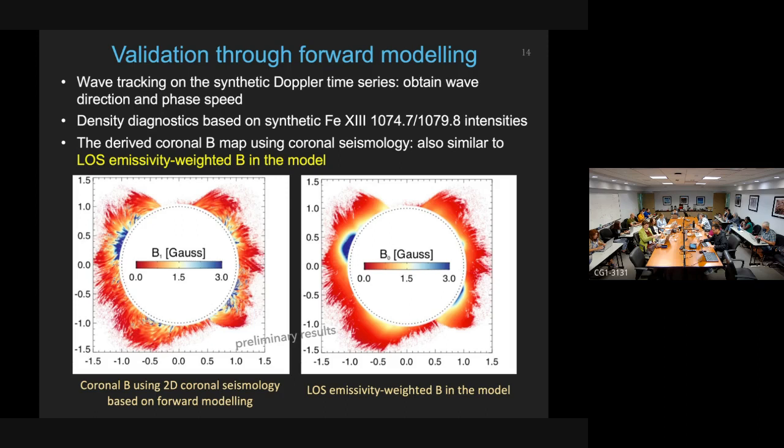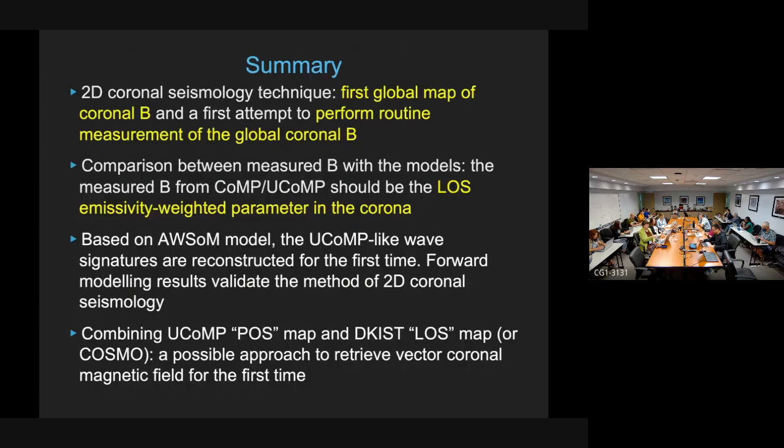So here we start from the model to synthesize this signal and do the forward modeling, and we can compare them with the actual physical parameters in the model. So this is more self-consistent, and we also find this kind of relationship that the measured magnetic field using 2D coronal seismology for UCoMP observations is very similar to the non-offset emissivity weighted magnetic field in the corona.